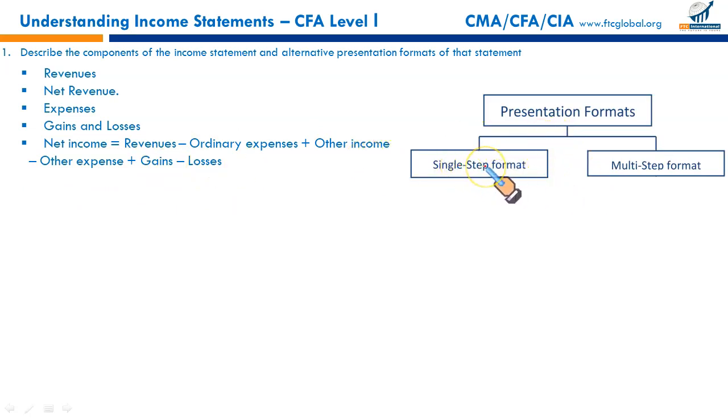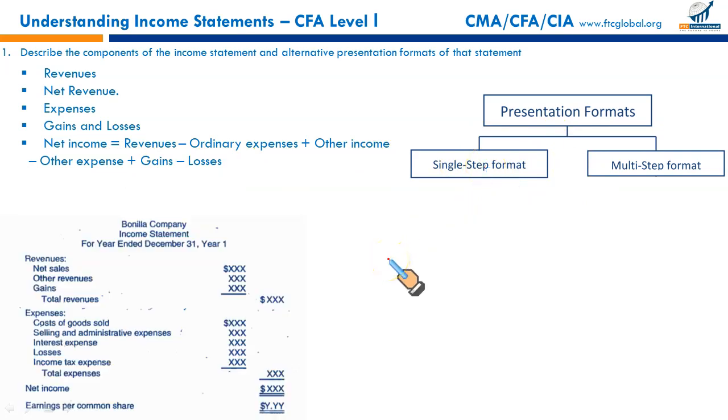One is the single step format. A single step format, as you can see, just lists all revenues grouped together and all expenses grouped together. All revenues, all expenses, and net income can be calculated in just a single step. Well, looks good, simple, but unfortunately, this gives very little information for accountants and analysts to analyze the company's performance. So this could be simpler, but it doesn't have much utility for us.